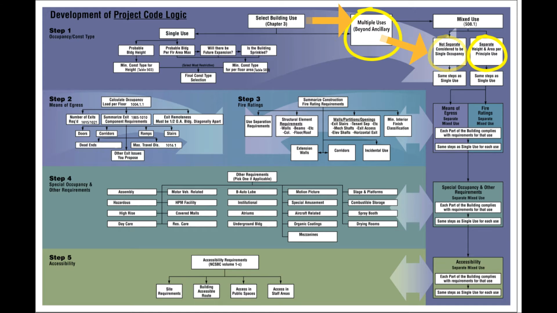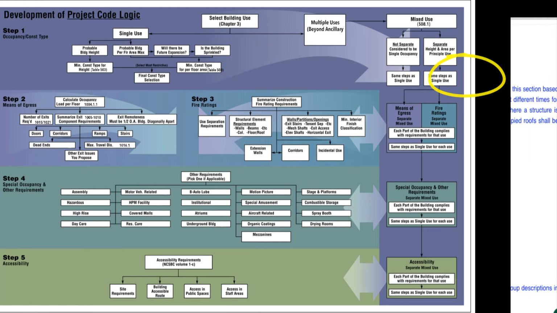If we decide to separate the uses, we will treat each area according to its own requirements by the building codes, and we will construct fire-resistive barriers between those areas. If we decide not to separate the uses, we need to choose the use which has the most restrictive requirements and follow those throughout the entire project. In both cases, we will go back to the steps for the single use and either assess them for the most restrictive use or for each of the individual uses in our project.